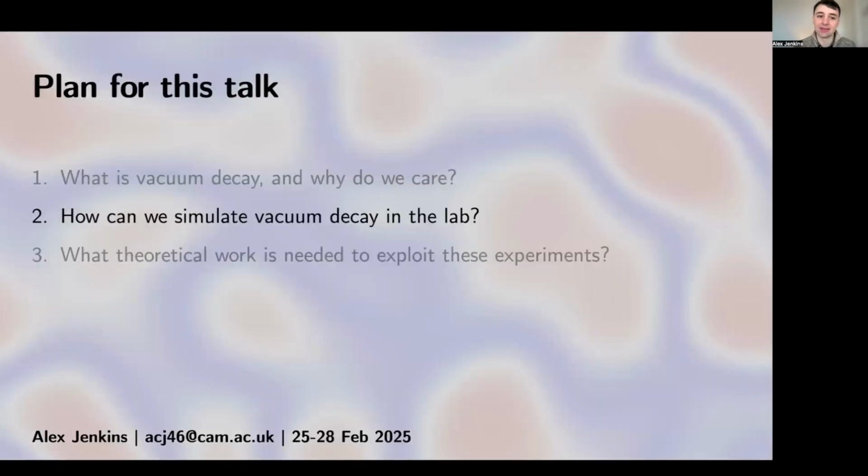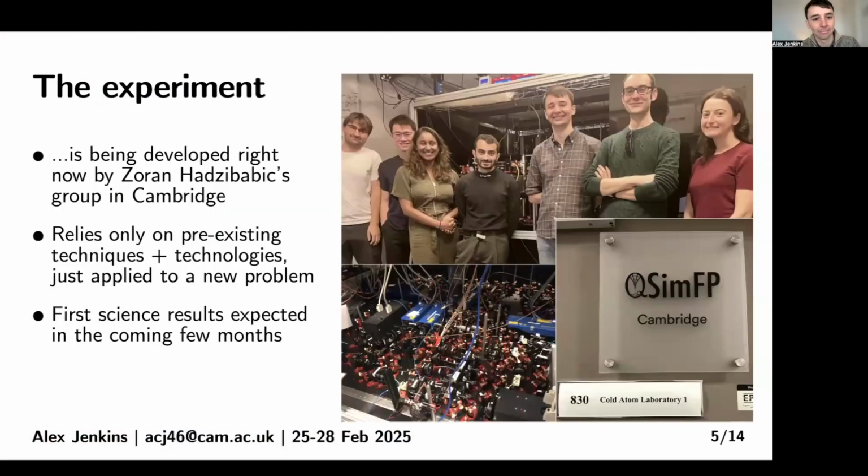So I'm now going to move on and tell you a bit about what those experiments look like and how we can try to build them in the lab. One thing to emphasize first is that this isn't just a pipe dream. This is something which is actually happening right now. We're working very closely with an experimental team led by Zoran Hadzibabic at the Cavendish Laboratory in Cambridge. And they're building this early universe simulator right now.